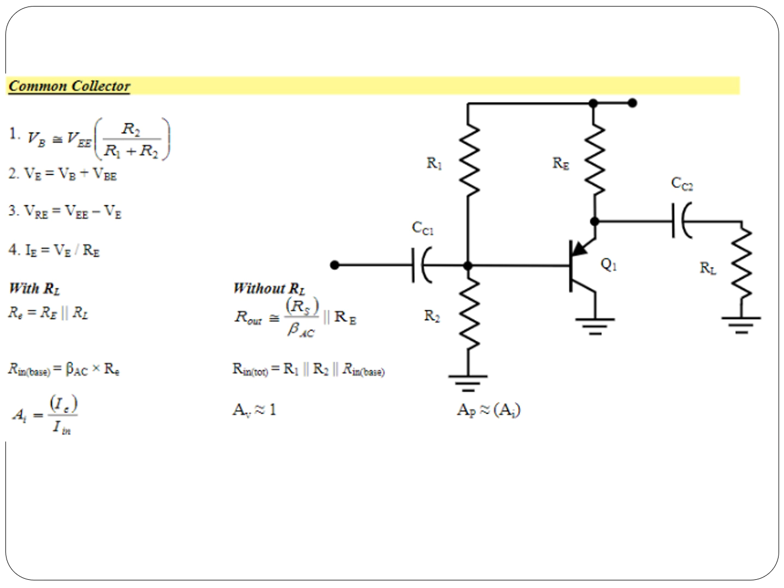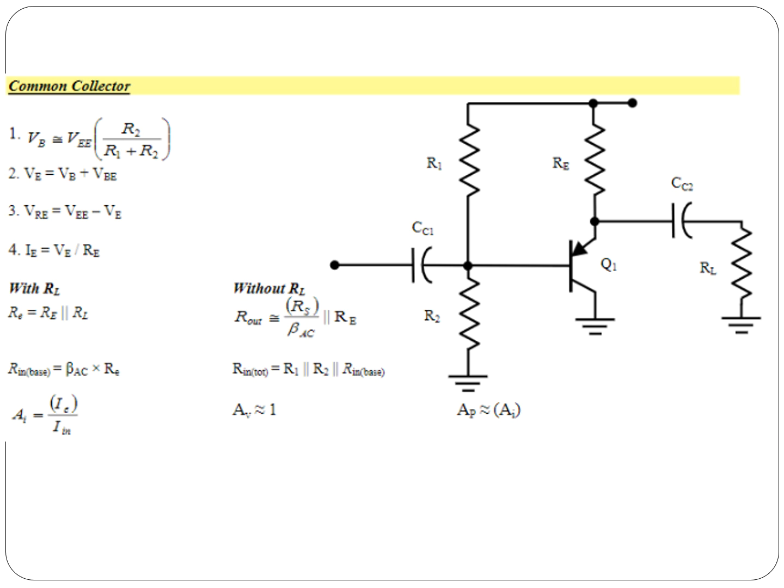So for DC biasing, the first equation is voltage at the base. It's approximately VEE times the ratio of the voltage divider, R2 divided by R1 plus R2, right? Then voltage at the emitter is going to be equal to voltage at the base plus VBE, voltage base to emitter. Voltage at the emitter resistor is going to be equal to VEE minus VE. And then current through the emitter is going to be equal to VE divided by RE. This is all for the DC biasing.